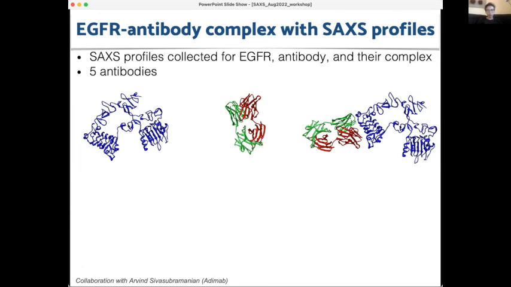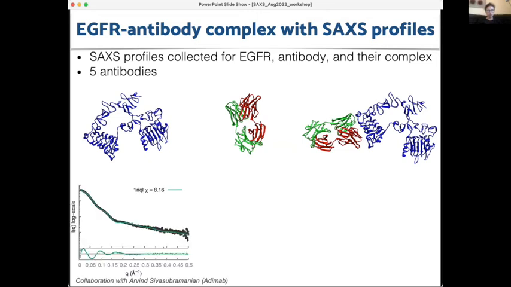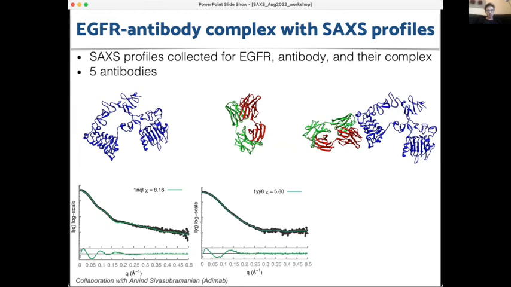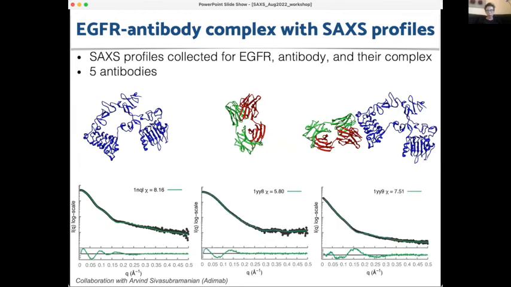In collaboration with Arvind from ADIMAP, we collected the SAXS profiles for EGFR, the blue protein here, the antibody, and their complex. We did it for 5 antibodies with known structures because we wanted to see how well the method performs. And here you can see the SAXS profiles, and what do you think? Does it fit well?